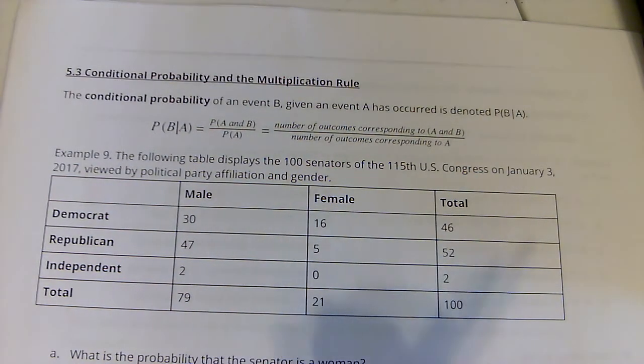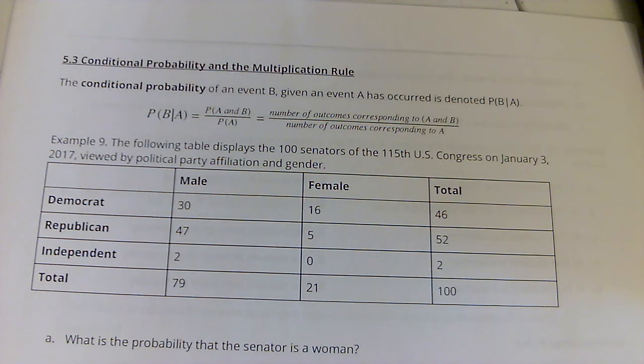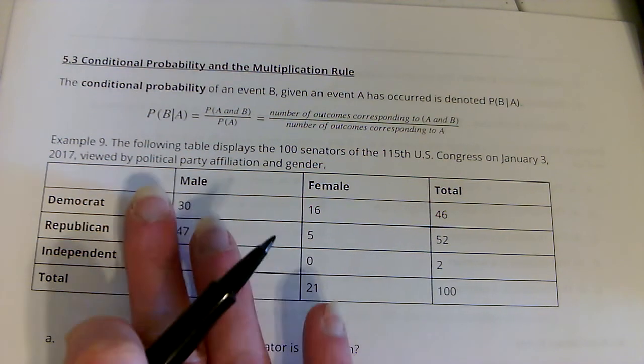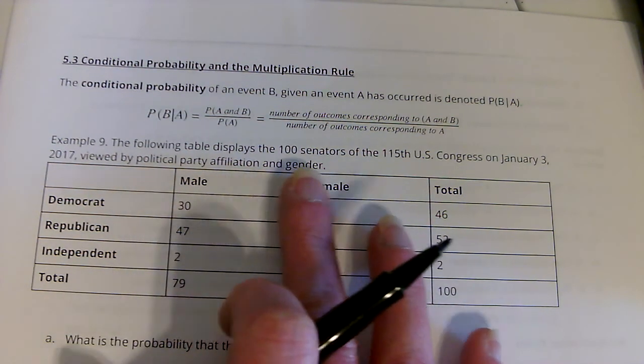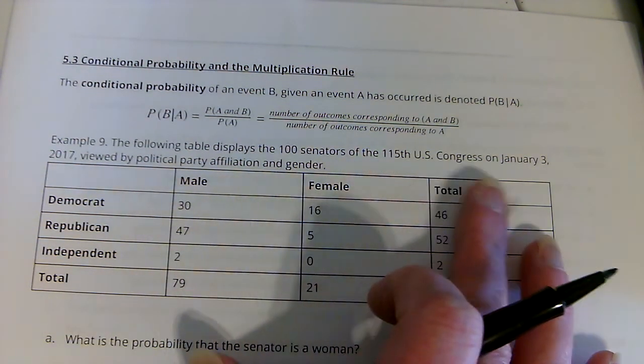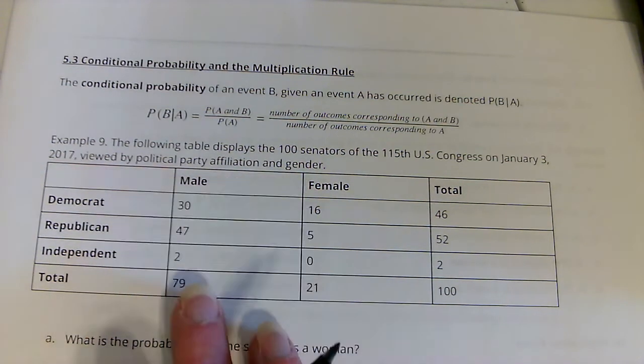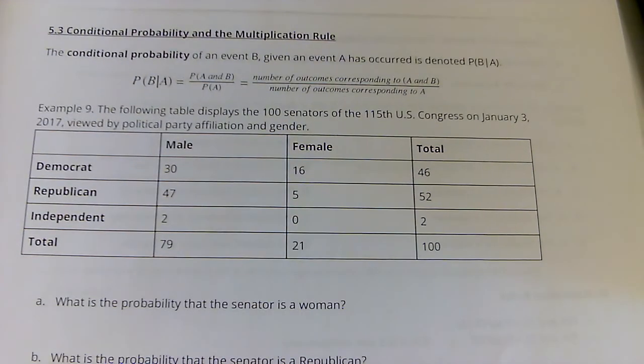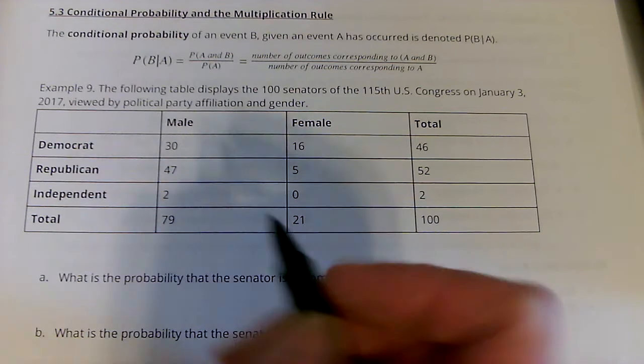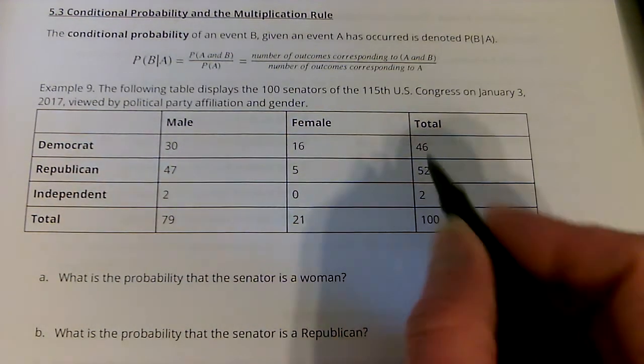Now it looks like a crazy formula, and after we look at it, I'm going to show you a simpler way of thinking of it, especially when you're dealing with tables. But sometimes this formula is an easier way. But let's go on. The following table displays the 100 senators of the 115th U.S. Congress on January 3rd, 2017, viewed by political party affiliation and gender. And they give us our totals. So make sure you note which columns are totals.